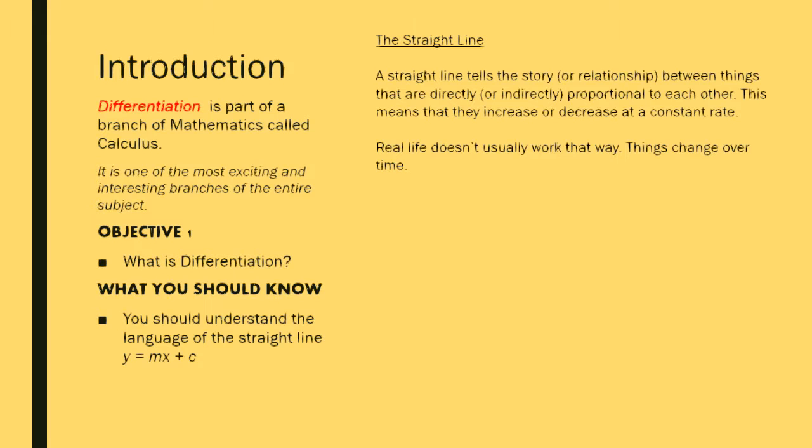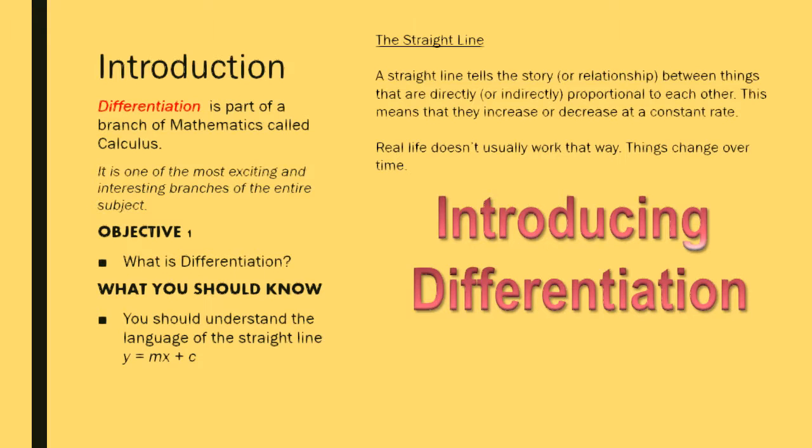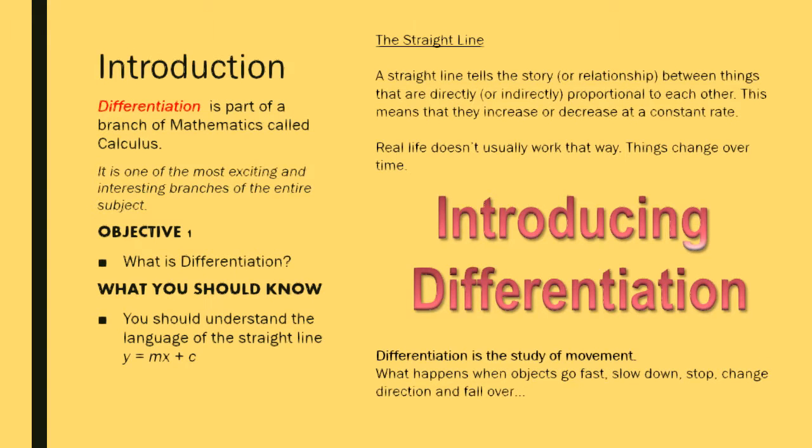Real life doesn't usually work that way. Things usually change over time. Hence, we introduced this idea of differentiation. So differentiation, or calculus, is the study of movement, and what happens when objects go fast, slow down, stop, change direction, and maybe even fall over. And that's the first objective kind of done. We'll come back to it in a second.